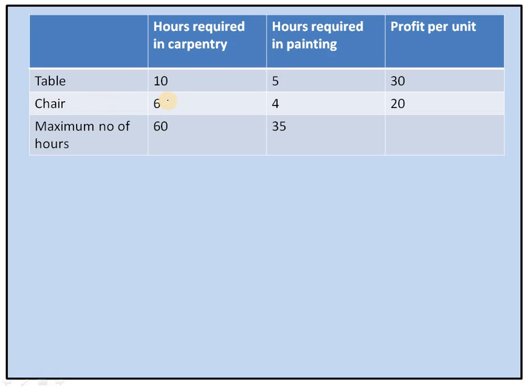एक चेयर बनाने के लिए 6 hours in carpentry, 4 hours in painting. Profit per chair will be 20 rupees. And in carpentry department, I have got maximum number of available hours 60. And in painting department, I have got maximum number of hours 35. Now I have to find out how many tables and how many chairs I should make to maximize the profit.